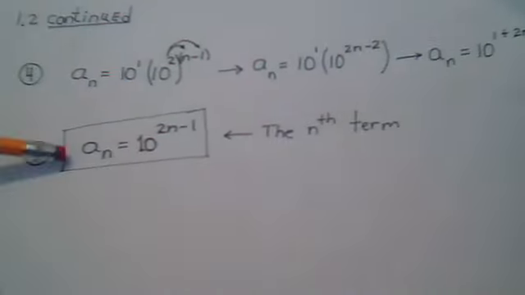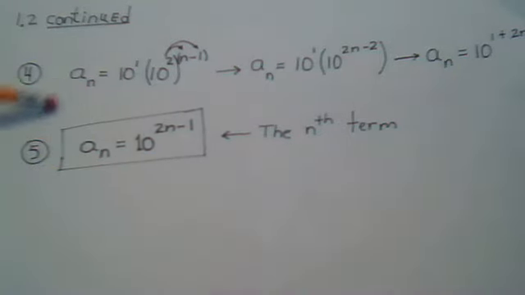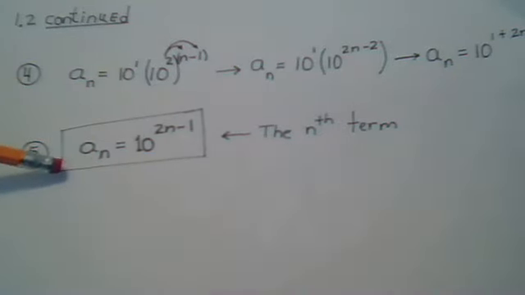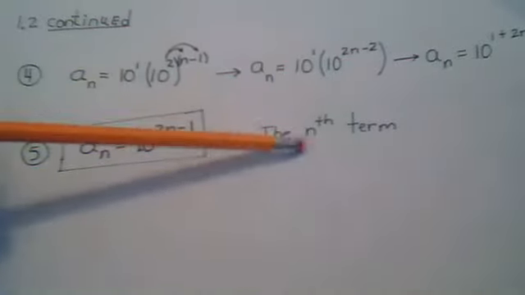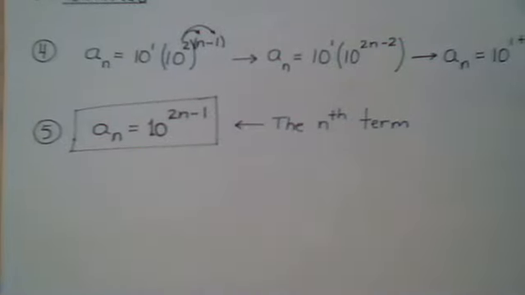Simplify. And ultimately, you get the nth term for this sequence. A sub n equals 10 to the 2n minus 1. This is the nth term for the given sequence.